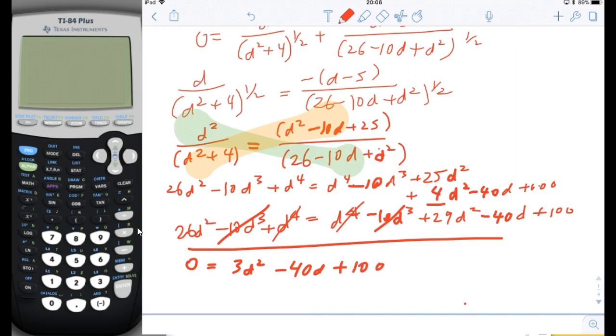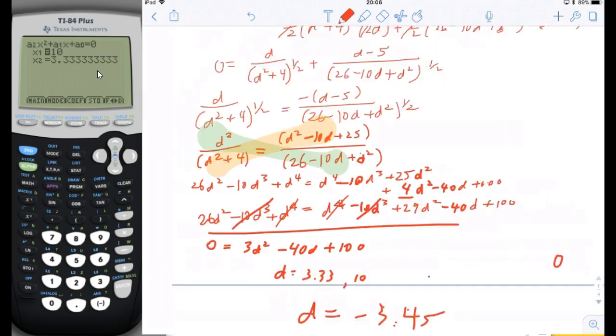And then we can see what the roots are for this using PolySMLT. So we'll go to PolySMLT, which you can get to by doing Apps and PolySMLT, and then you go to polyroot finder. You say it's a second order because it's a quadratic, and you do next, and then we say our coefficients are 3, -40, and 100. And then we solve. And we get two answers, 3.33 and 10. So we got distance equals 3.33 and 10.